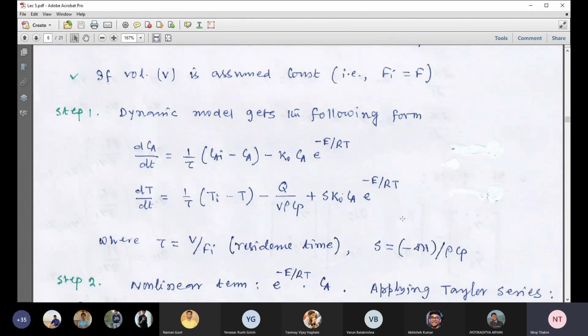Fine. Now, can you apply the Taylor series on these two terms and let me know the terms? So we have identified the nonlinear term, that is CA into exponential of minus E by RT. Now we want to linearize this term first by the application of Taylor series. So apply the Taylor series on this term and let me know the terms. Carry on.